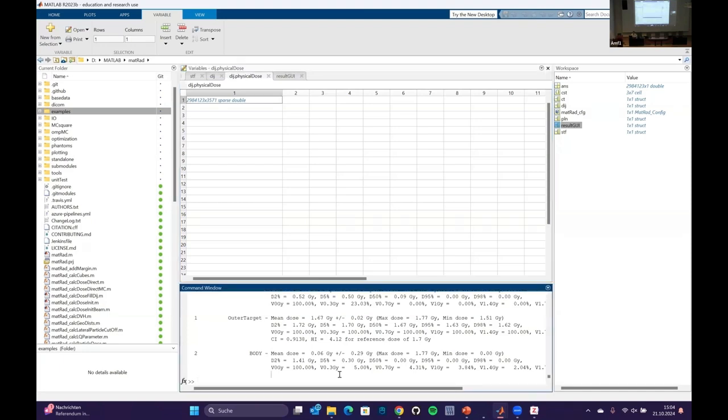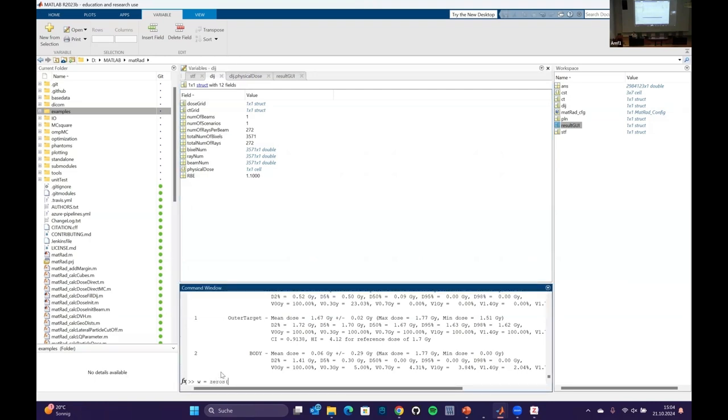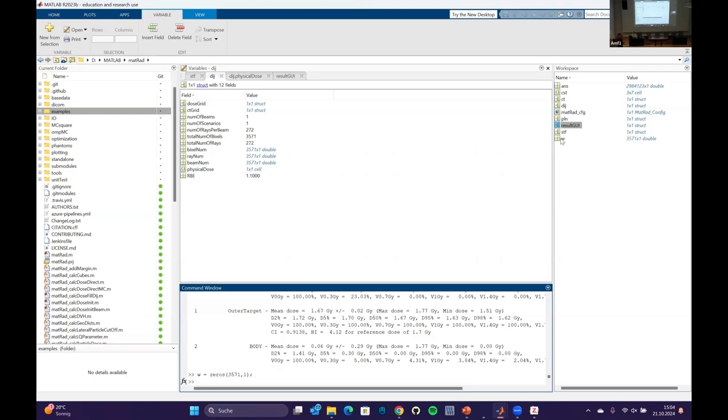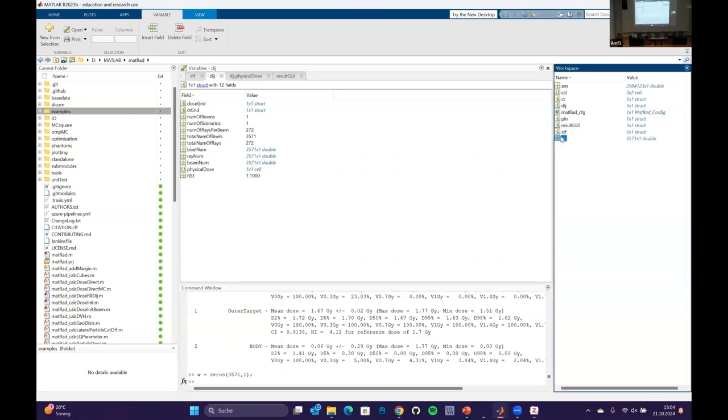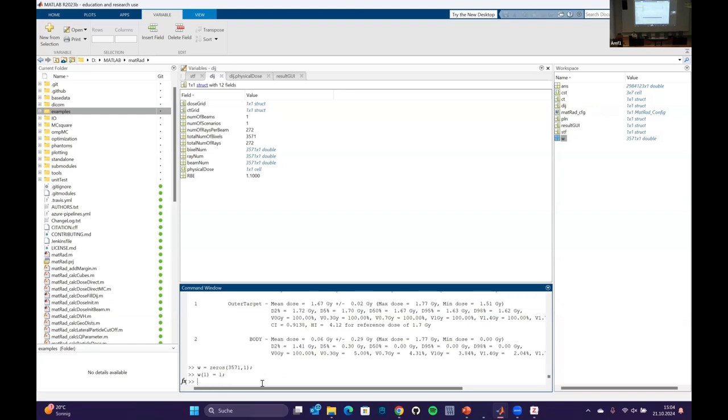You can actually do this very nicely. This is a little bit of matRad hacking for the interested. I can create a new vector, so I can check how many proton spots I have. This is given here as the total number of pixels. It's 3,571, and I create a vector of 3,571 zeros. So this w is now a vector of 3,571 zeros, and I just set the first one to 1.